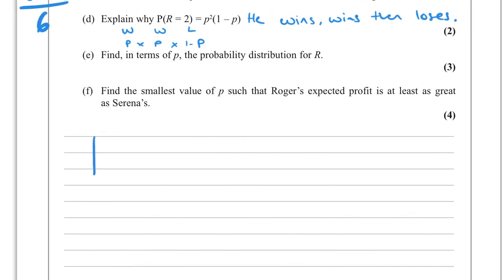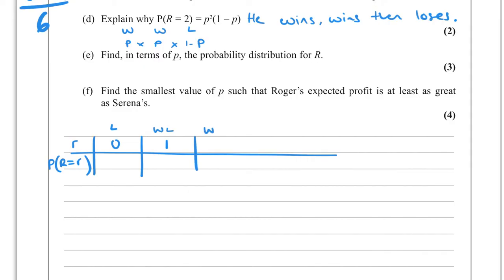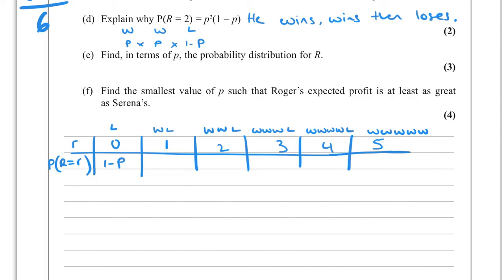Okay? So this is nice and easy. What do we have? R and the probability of R. So, he could lose. He could win and lose. Win, win, lose. 3, 4, 5. So then we got win, win, win, lose. Win, win, win, win, lose. Or win, win, win, win, win. Okay? So, if he loses, we know that's 1 minus P, because the probability of him winning is P. If he loses, that's P lots of 1 minus P. We know that win, win, lose is P squared 1 minus P.